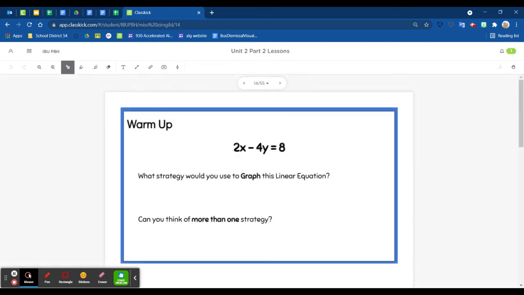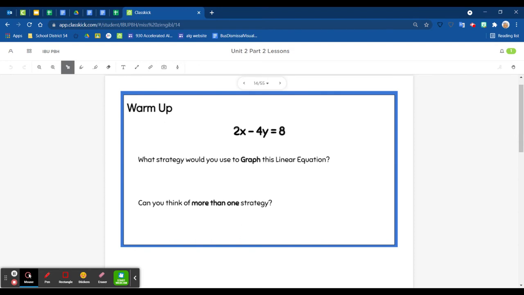Our warm-up is 2x minus 4y equals 8. It says, what strategy would you use to graph this linear equation? And then it asks if you can think of another strategy. So go ahead, pause the video, think about an answer for this warm-up.